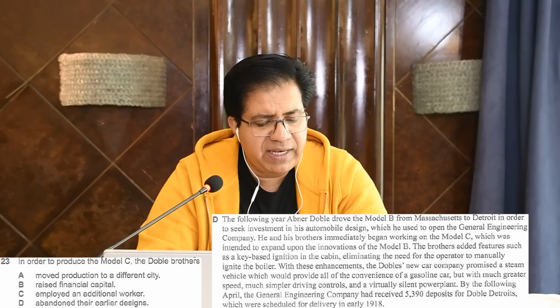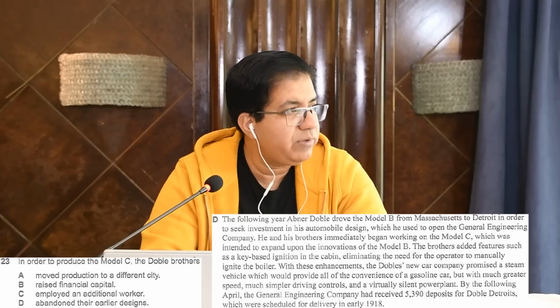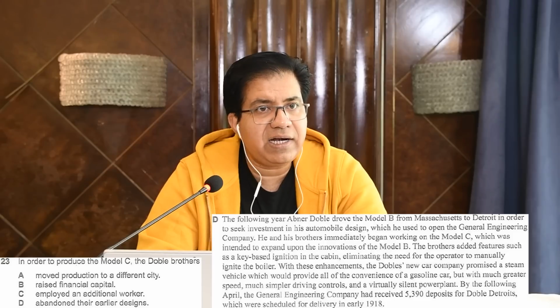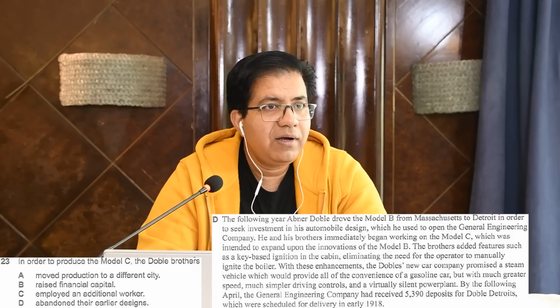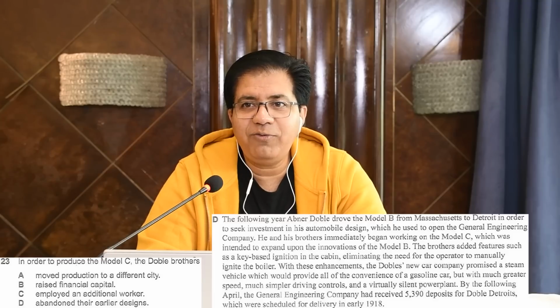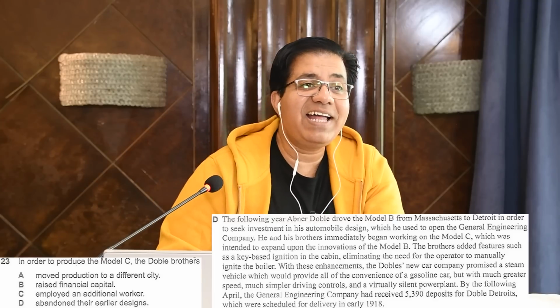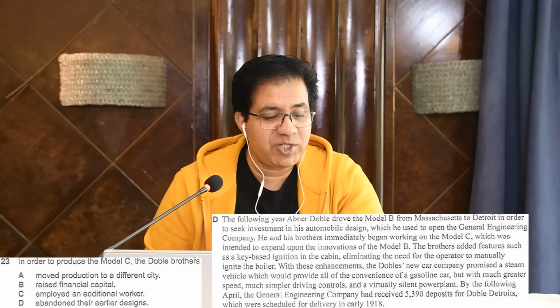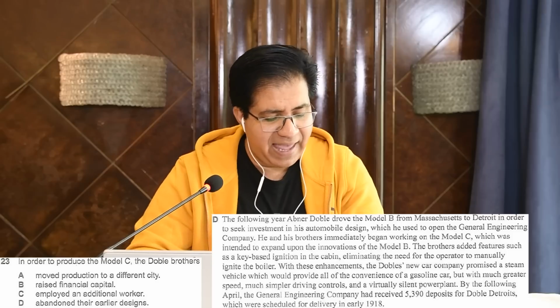Option B, raised financial capital. No. Option C, employed an additional worker. No, they removed that additional worker. Option D, abandoned their earlier designs. No. So there is no right answer here. All four are wrong. Correct answer is option B. Raised financial capital. Please come back.